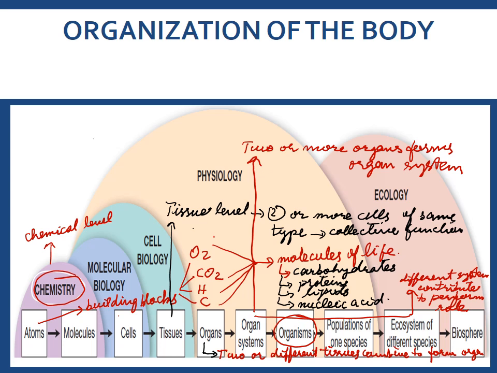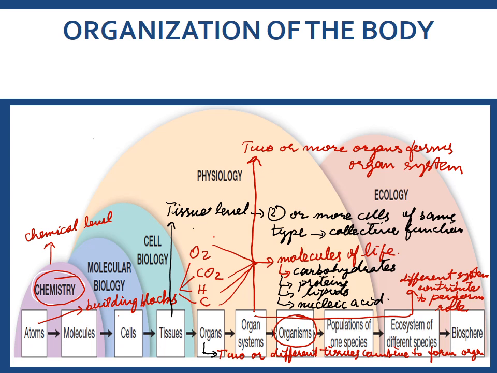Then is the organ level. At the organ level, two or more different tissues combine to form an organ.